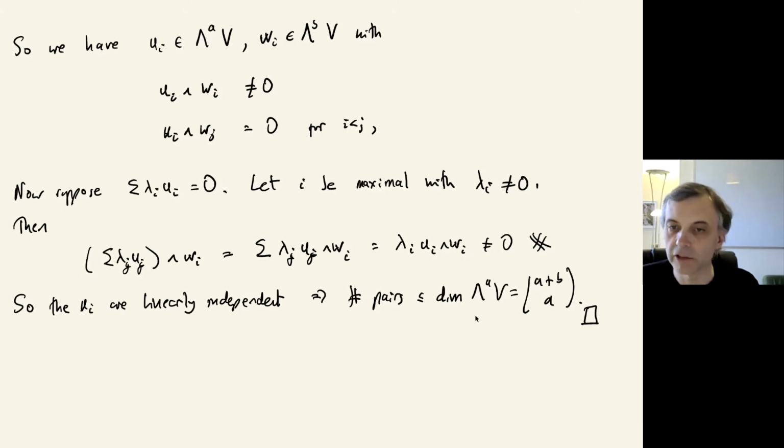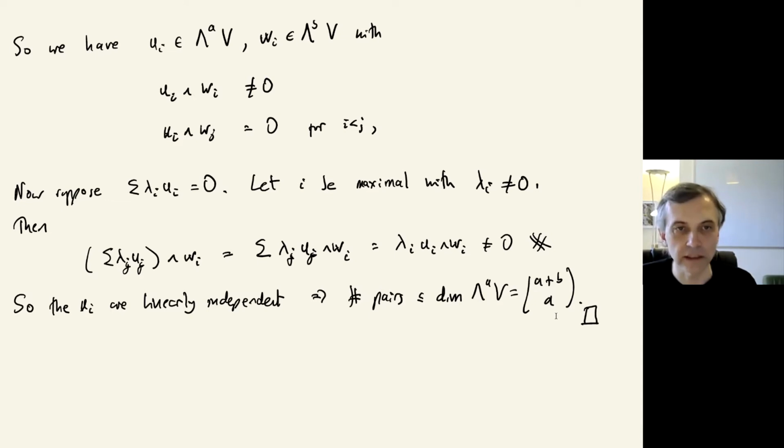So the number of pairs is at most the dimension of the underlying space. What's the underlying space? It's the a-th exterior power. And we know that the a-th exterior power of R^n has dimension n choose a, or in this case, a plus b choose a, as we're in R^(a+b).